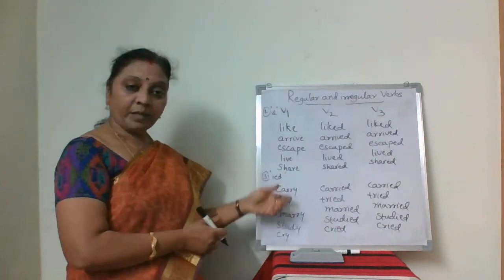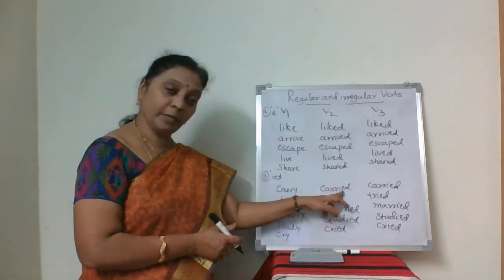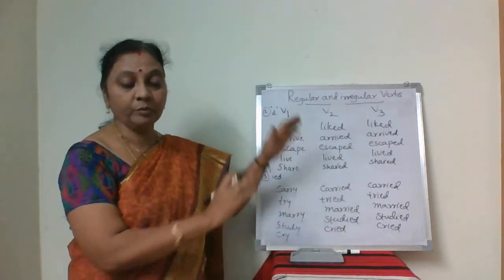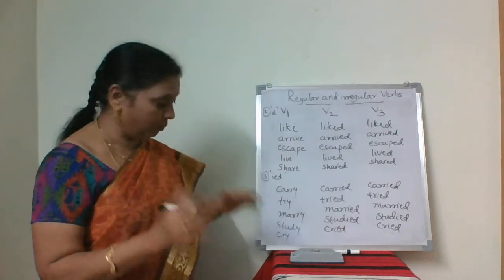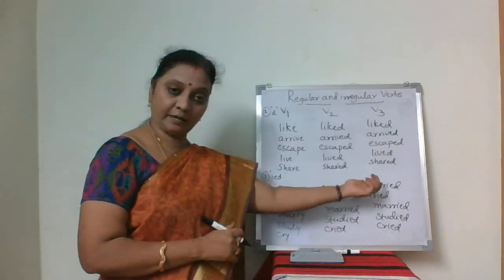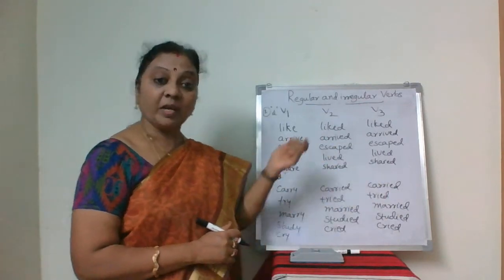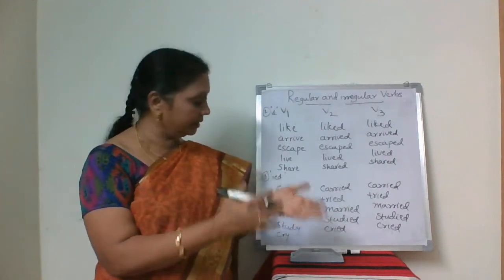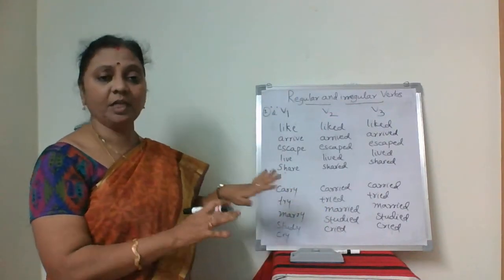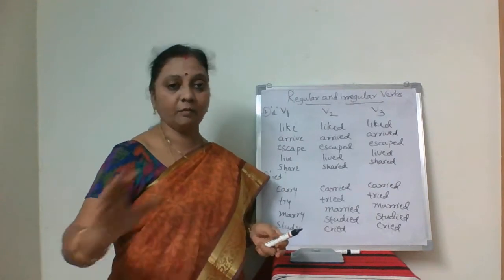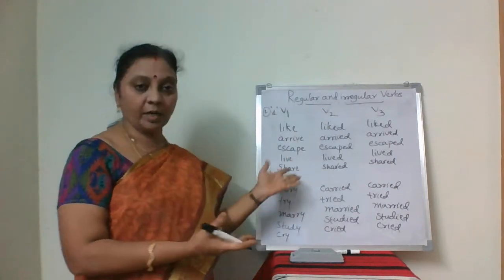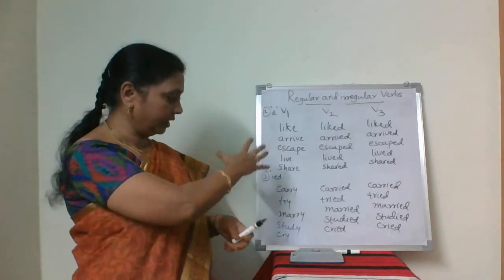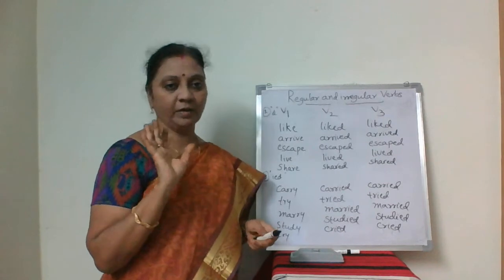And the third one, ending with Y, we are dropping Y and adding I, but at the end the ed pattern is there. So these three are regular verbs. Carry, carried, carried; try, tried, tried; cry, cried, cried; marry, married, married; study, studied, studied. I am giving five examples for each, but there are plenty of words. Based on this, you can add some more words also. For each type, I am giving only five examples.